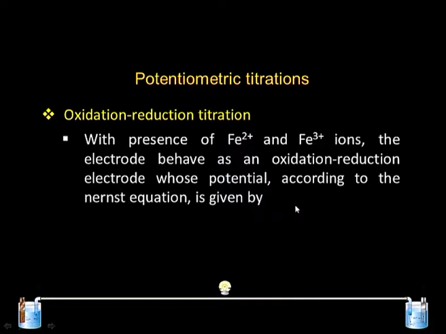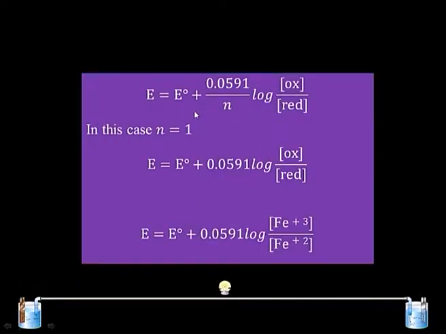With the presence of Fe2 plus and Fe3 plus ions, the electrode behaves as an oxidation reduction electrode whose potential, according to the Nernst equation, is given by E is equal to E0 plus 0.0591 by n log oxidized by reduced.